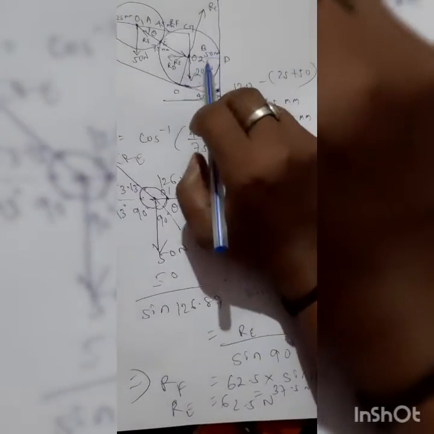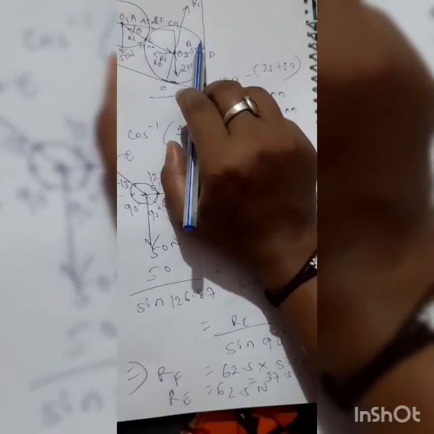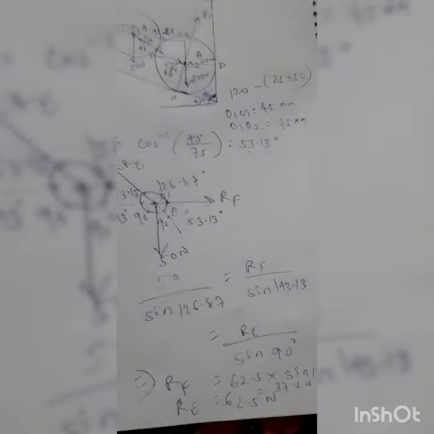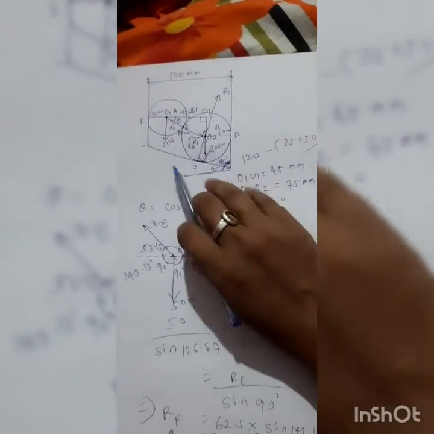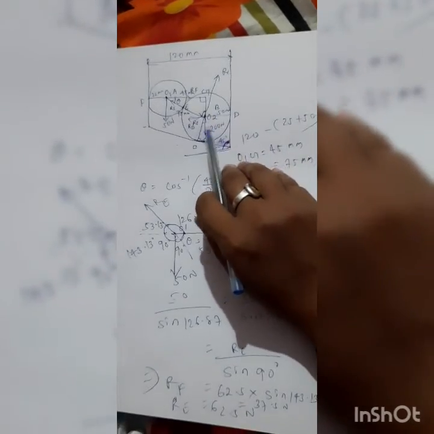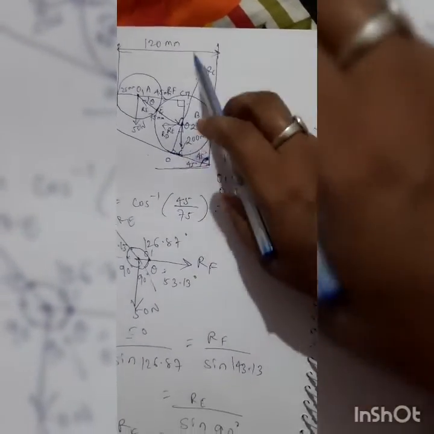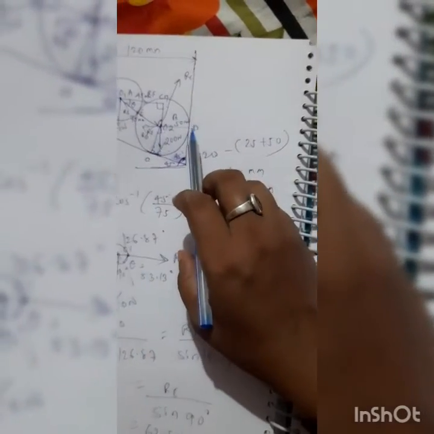So next we'll apply Lamy's theorem for this block B. So we'll draw the free body diagram for block B. So here we'll find out the reaction force for this block. For this we'll draw the free body diagram. So free body diagram, RC is the normal reaction which is acting at this point C. This point is C at this contact point. So this is RC.